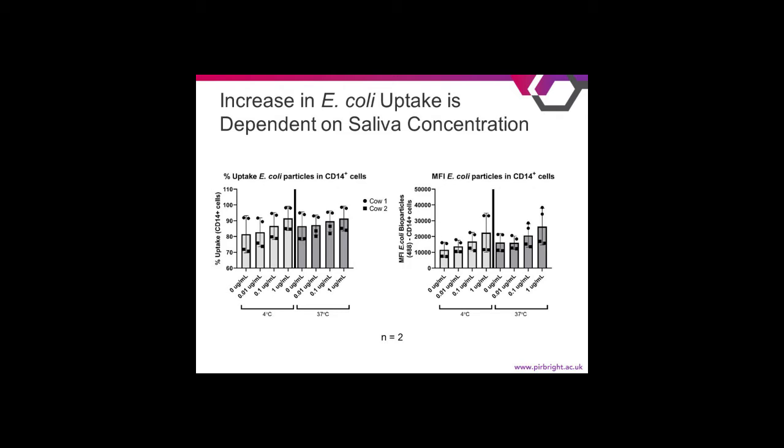So the circles represent cow number 1, and the squares represent cow number 2, and the trend is upwards with increasing concentrations. And this can be seen at both 4 degrees and at 37 degrees, and is also the case when looking at MFI. So this suggests that the increase in E. coli uptake is dependent on saliva concentration.